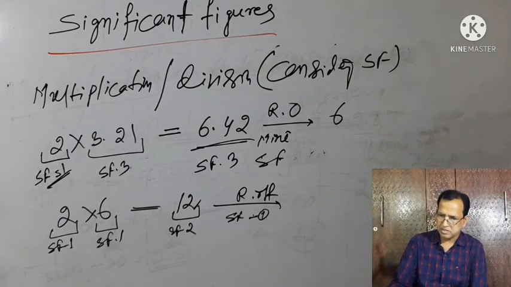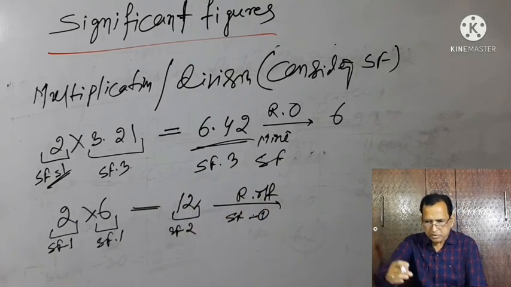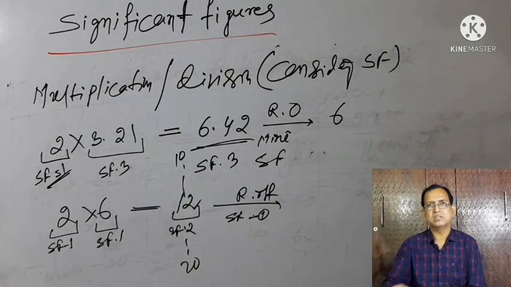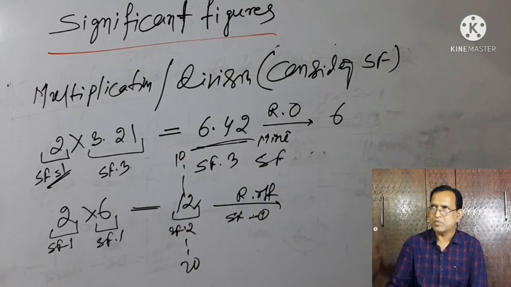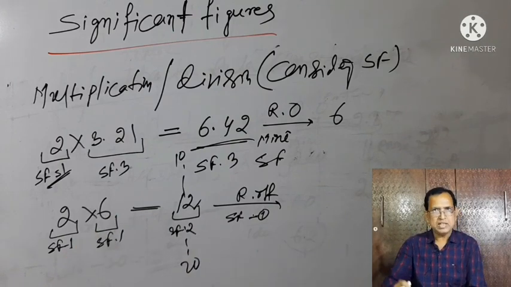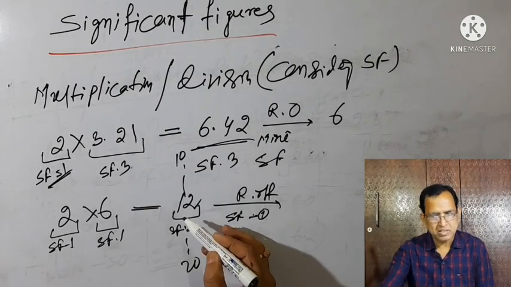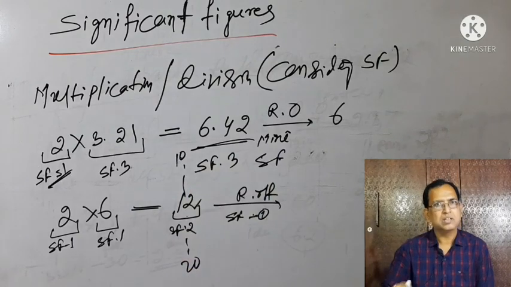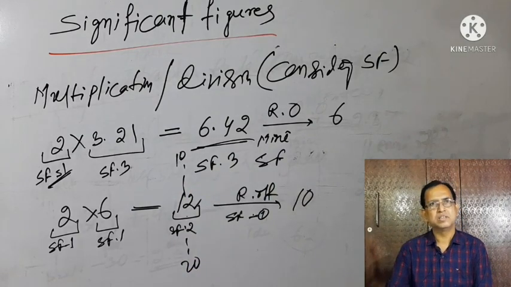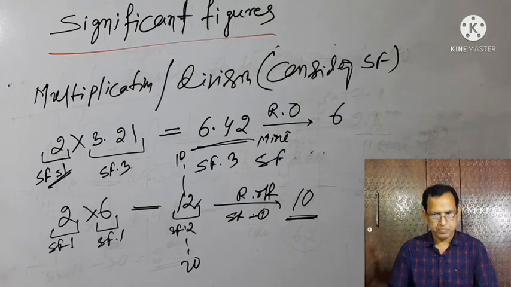So in this case, the number 12 is in between 10 and 20. In the case of 10, the significant figure is 1. In the case of 20, the significant figure is also 1. But 12 is nearer to 10. So the answer is 10. So for 10, the significant figure is 1. Okay. Another example.